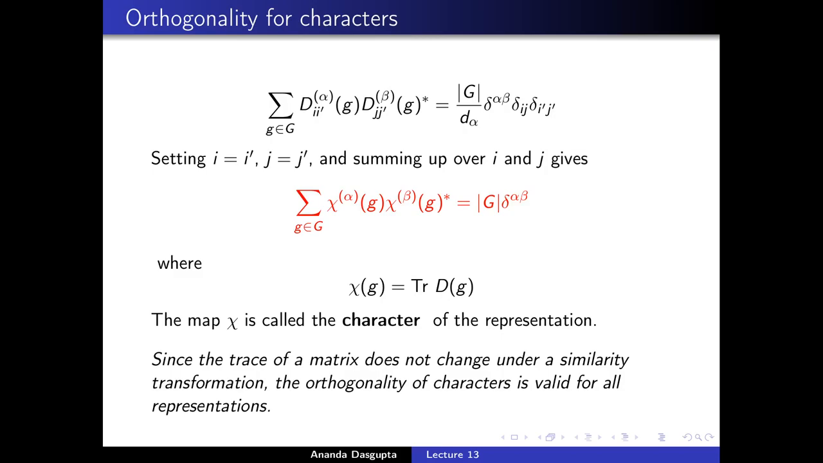Since the character, which is the trace of a matrix, does not change under a similarity transformation, the character for any representation is the same as the character for the equivalent unitary representation. Hence, this relationship that we have derived, which involves only the characters, will be valid no matter whether the representation that you are using is unitary or not.